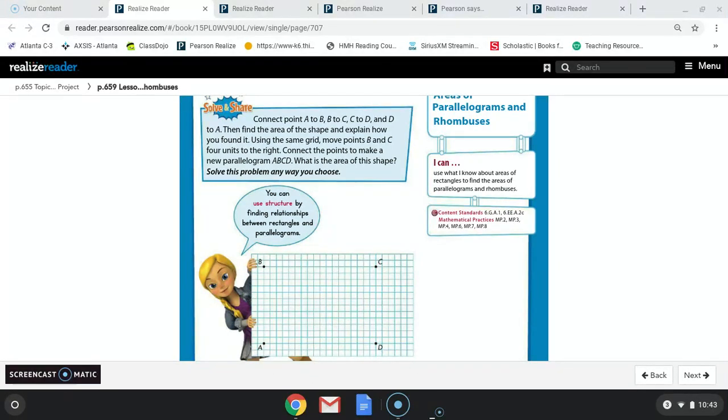Okay, now if we move on to the next part of the problem, it says, then find the area of the shape and explain how you found it. So how do we find the area of a triangle? Not a triangle, a rectangle. How do we find the area of a rectangle? Area of a rectangle is length times width. So if we were to count each one of these squares to find the area of this particular rectangle, what would we come up with?